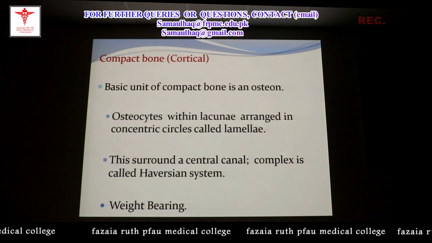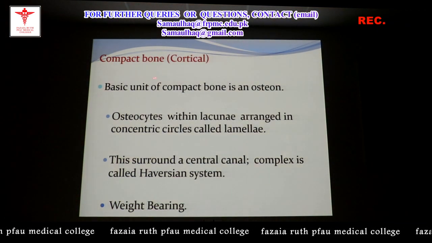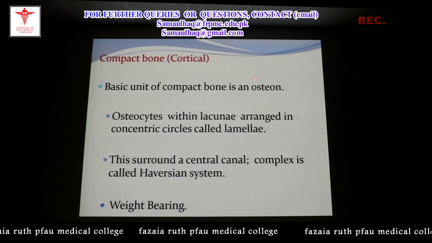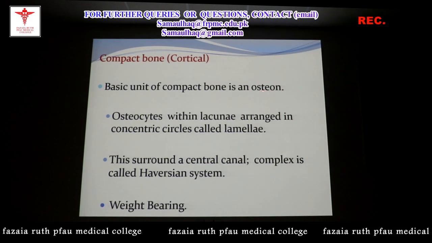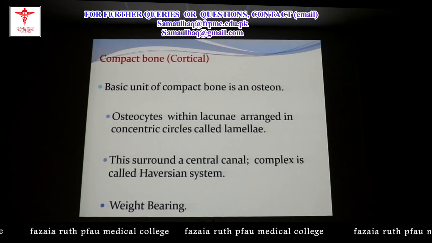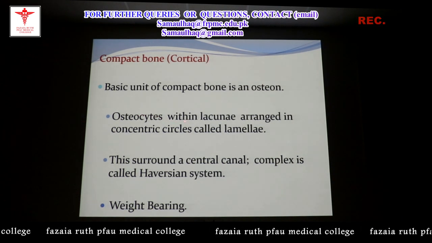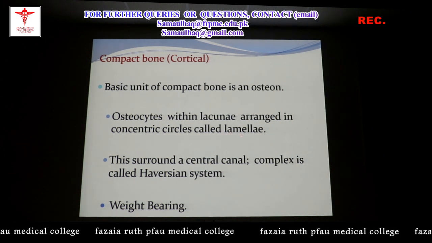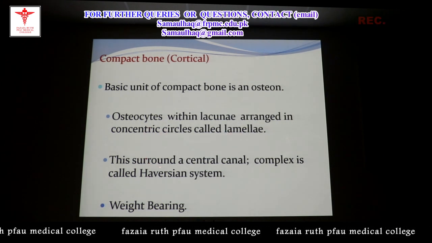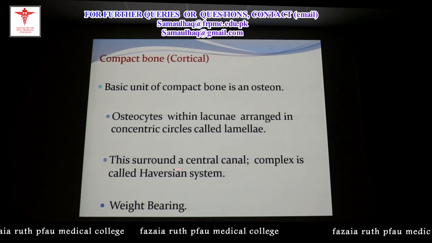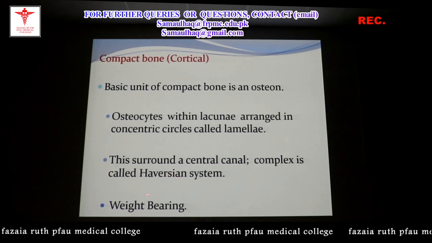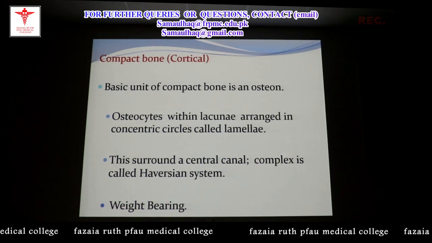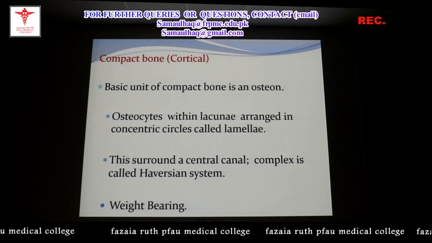So compact bone, which is also known as the cortical bone, its basic unit is known as an osteon. So this osteon is mainly the structure which is forming the compact bone. These osteocytes with the lacunae arranged in concentric circles, we name them as lamella. These surround a central canal. The complex is called the Haversian system, and where we need weight bearing, we will find the compact bone. So now we will discuss the diagram.